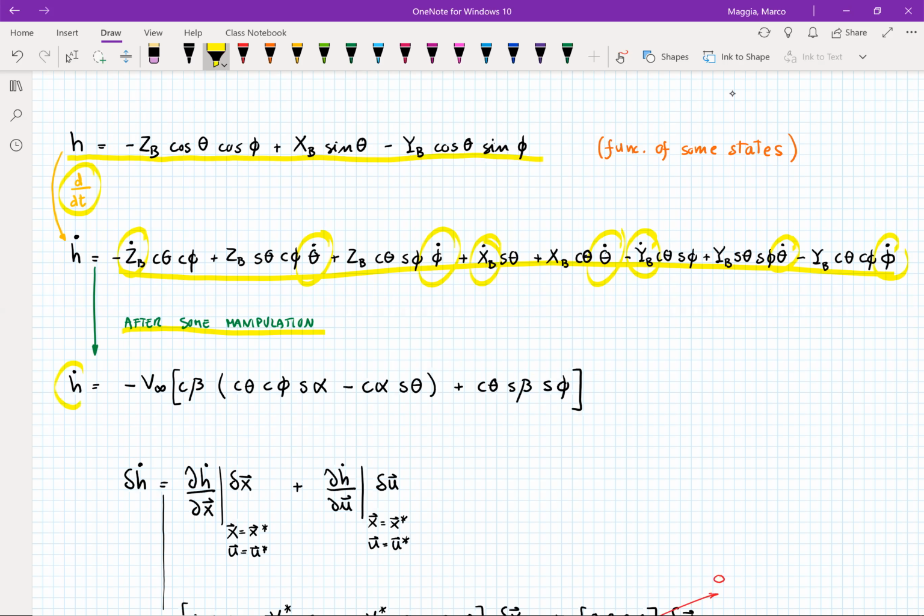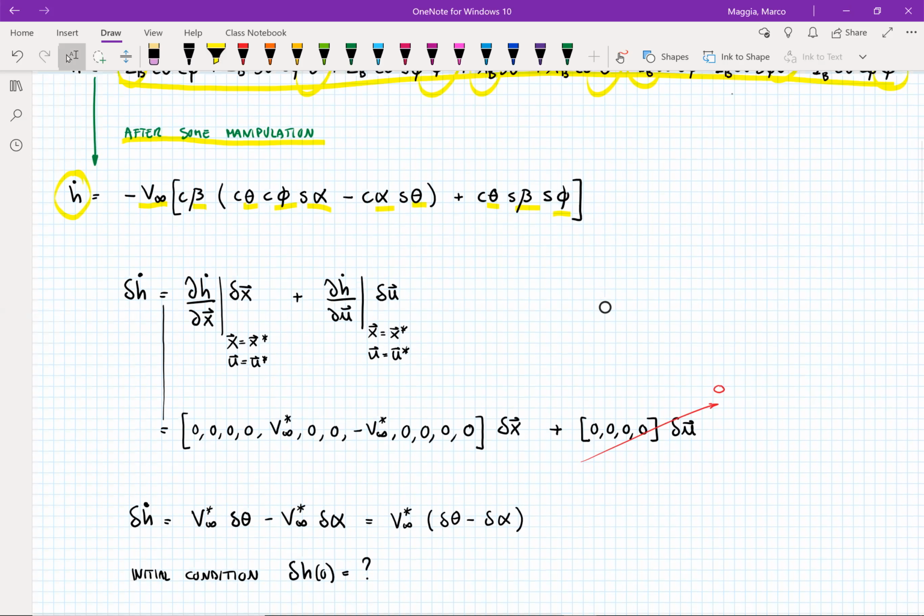you can get the rate of change of the altitude in terms of just some states. So we have the airspeed, V infinity, we have the side slip angle, beta, the angle of attack, alpha, and 2 out of 3 Euler angles. We have the pitch angle, theta, and the roll angle, phi.